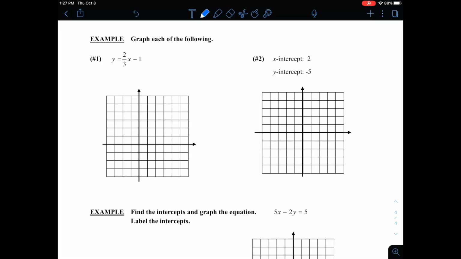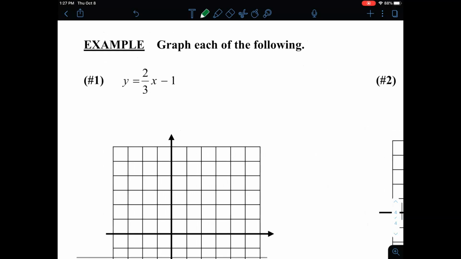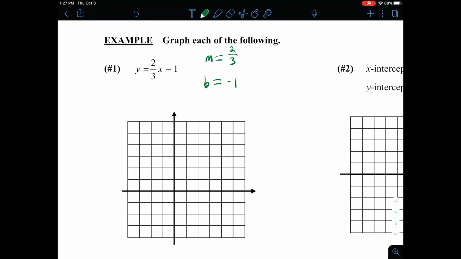All right, a couple more examples here. On the back page, we have y equals 2/3 x minus 1. For example 1, it says to graph it. Okay, well, let's graph it. So the easiest way to graph it is to find your m and find your b. So what's our m for this problem? It's going to be 2/3. And what's our b? It's negative 1.